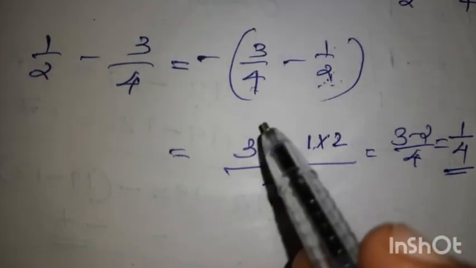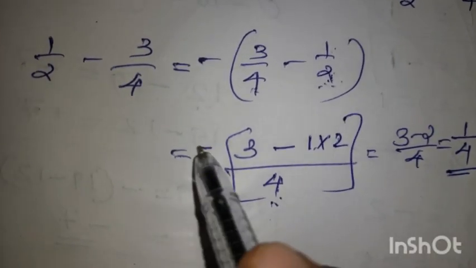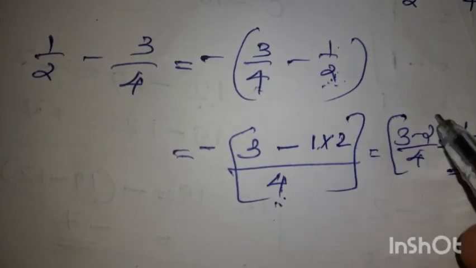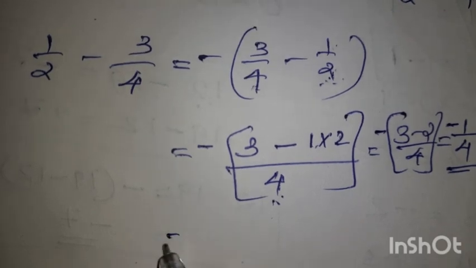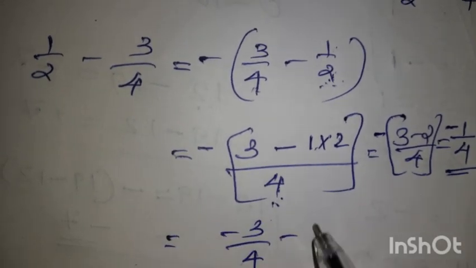And there is a change here. The bracket, outside the bracket there should be a minus. So the answer is getting minus 1 by 4. So you can see that minus 3 by 4 minus 1 by 2.